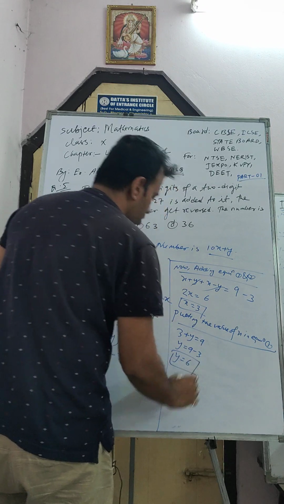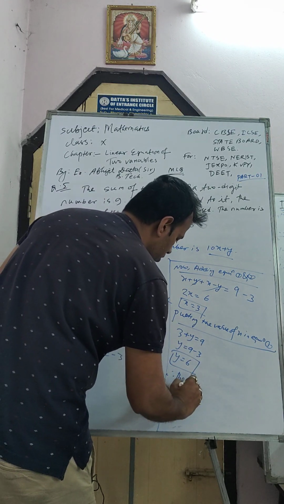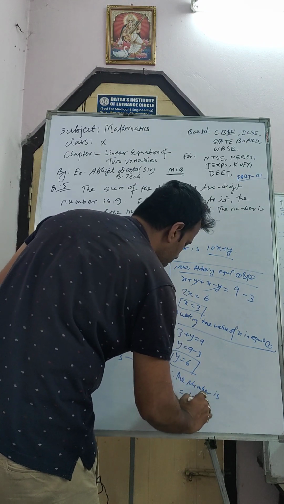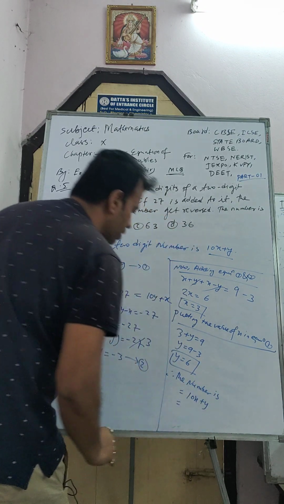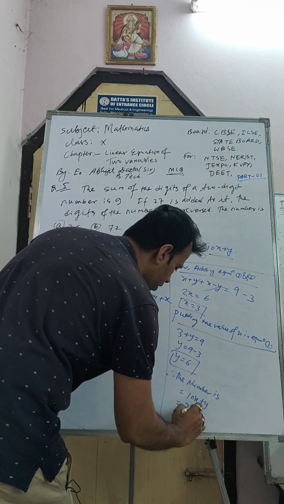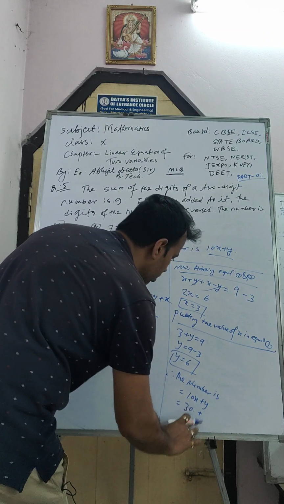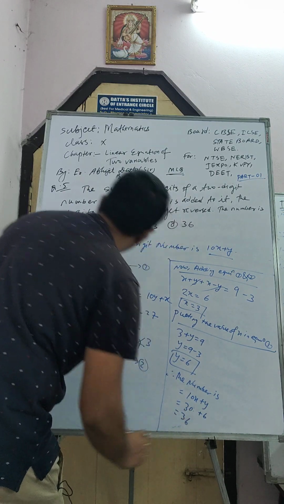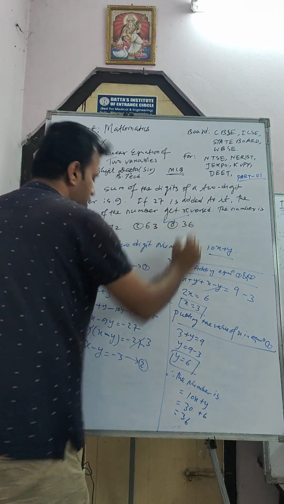So the number is equal to 10x plus y. If we put here x as 3, that is 10 into 3, 30, plus 6, that is 36. So the number will be 36. So which option is correct? Option D is correct here.